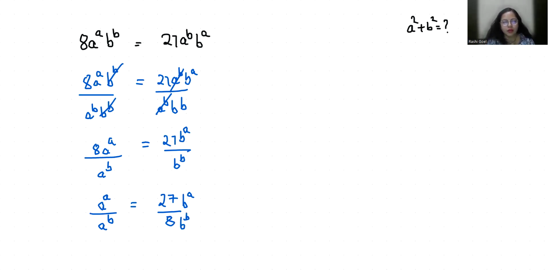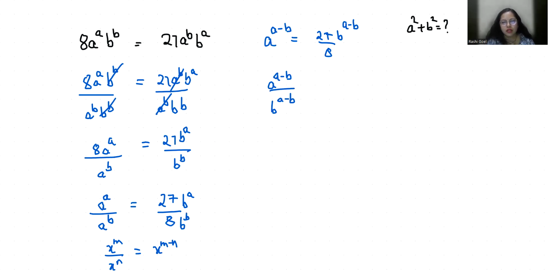Now according to the exponent rule, x^m by x^n is equal to x^(m minus n). So a^(a minus b) is equal to 27 by 8 b^(a minus b). So a^(a minus b) by b^(a minus b) is equal to 27 by 8. I'm considering this as equation number 1.